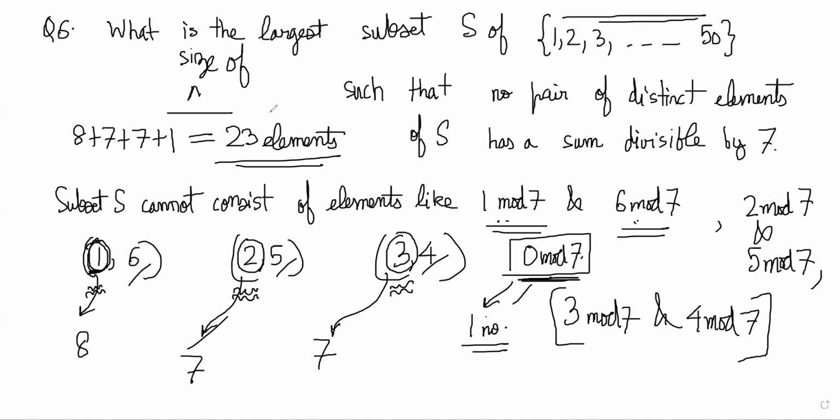How did we choose that? We selected all possible numbers from the congruence classes of 1 mod 7, 2 mod 7, 3 mod 7, and we chose one number from the 0 mod 7 class, right? And that helps us construct the appropriate subset. Okay, let's move on. This is the next one.